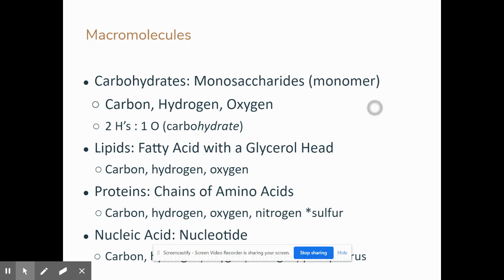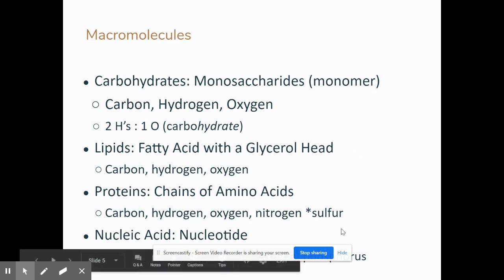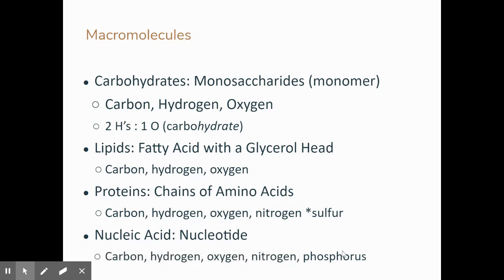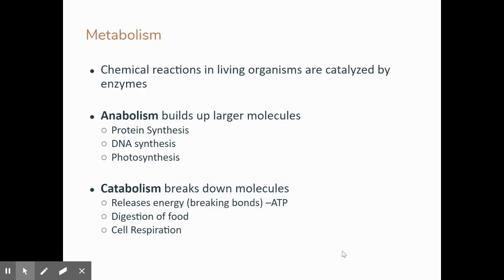And nucleic acids, that's our genetic material, DNA and RNA. We have carbon, hydrogen, oxygen, nitrogen, phosphorus. So we have CHOMP, CHOMP.